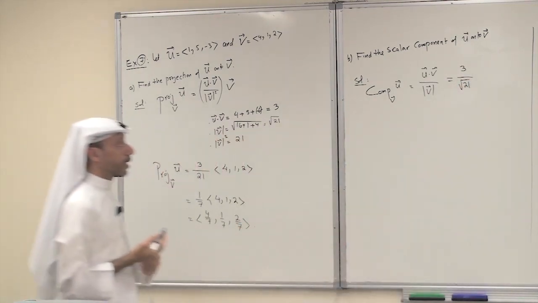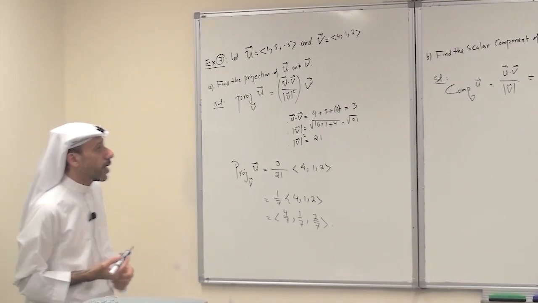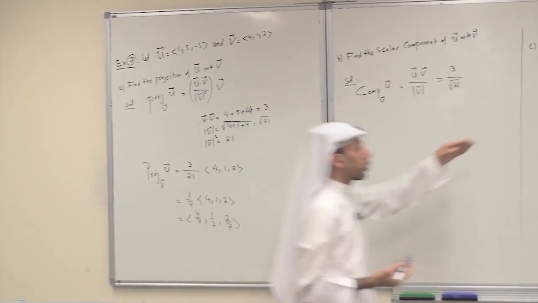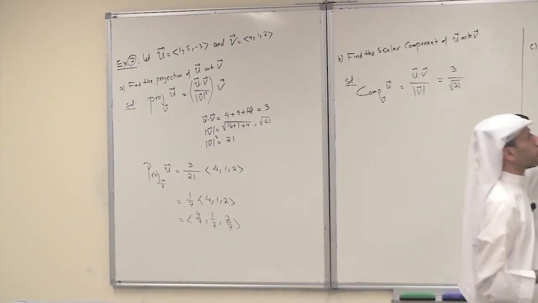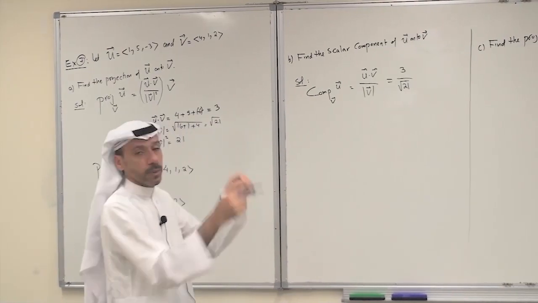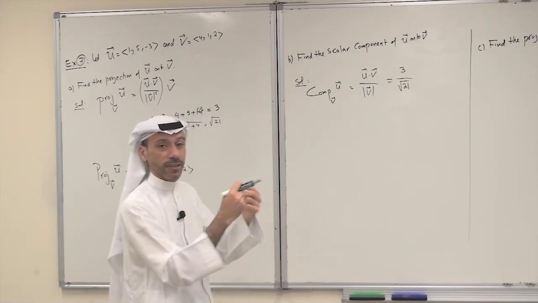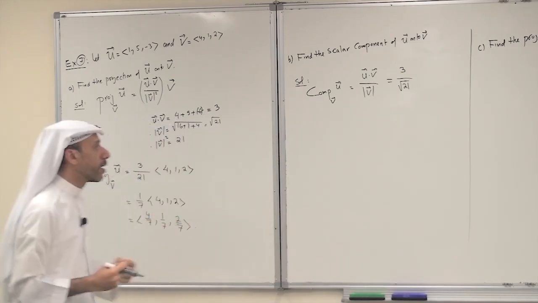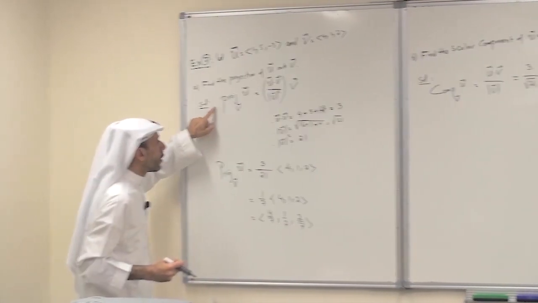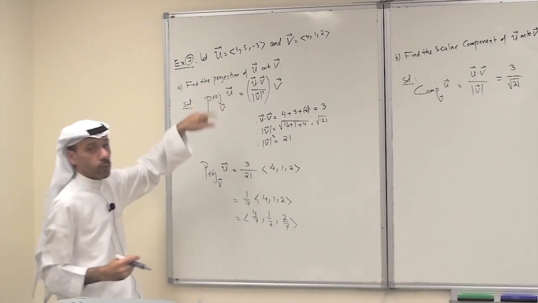So this is the scalar component of U onto V. The third part of this equation, find the projection of V onto U. Notice here we switch between U and V. So again, you have to use the formula, but switch the formula between U and V. So this is the original formula, U onto V. If you switch, you just replace each U with V.